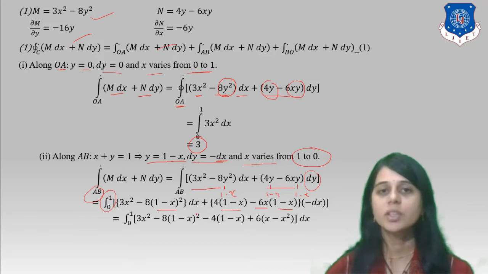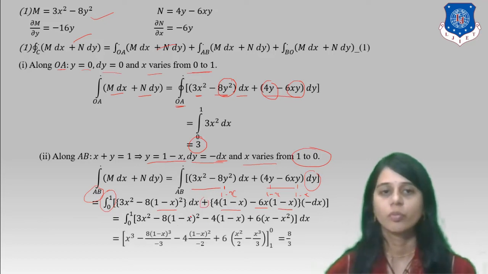3x² + 8(1 − x)² − 4x(1 − x) + 6x − x² − dx, common. We are taking it as minus this here. Solving this integration, we get x³ + 8(1 − x)³/3 − 4(1 − x)²/2 − 6x²/2 − x³/3, and the interval is 1 to 0 because x varies from 1 to 0.